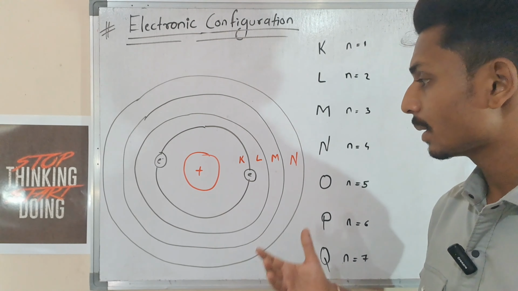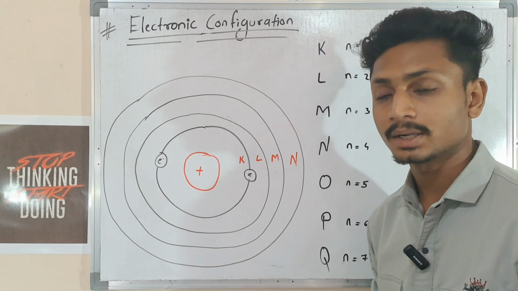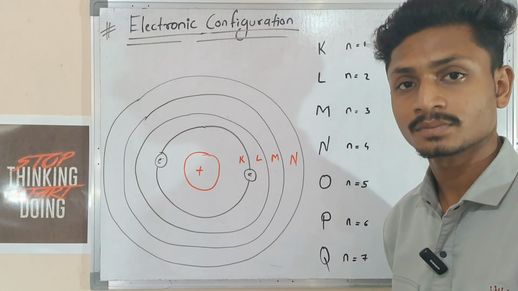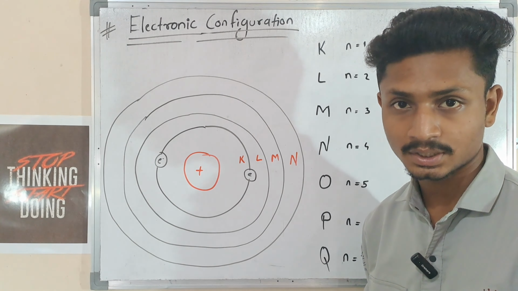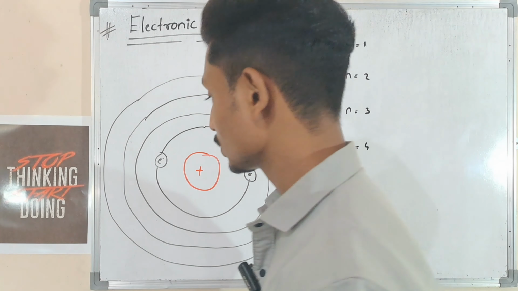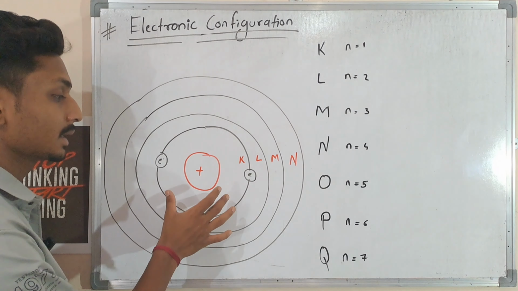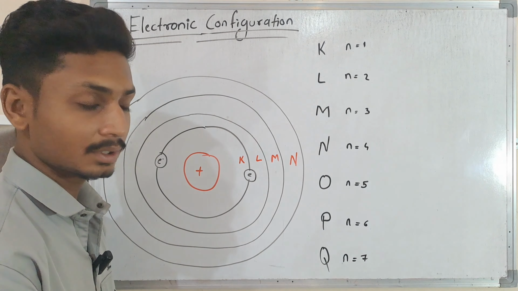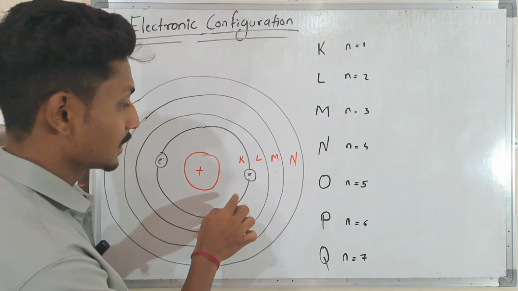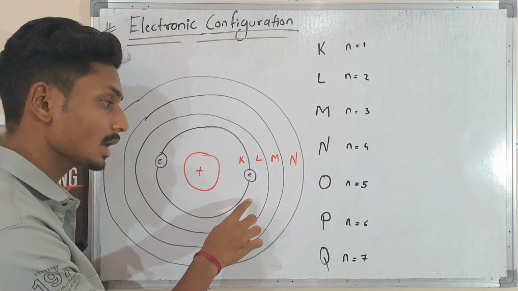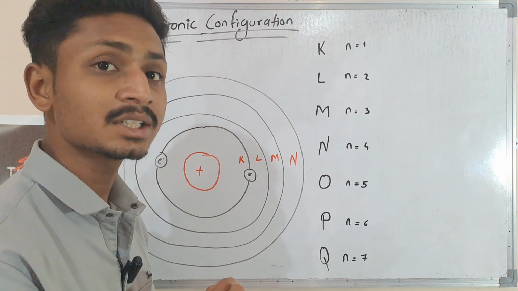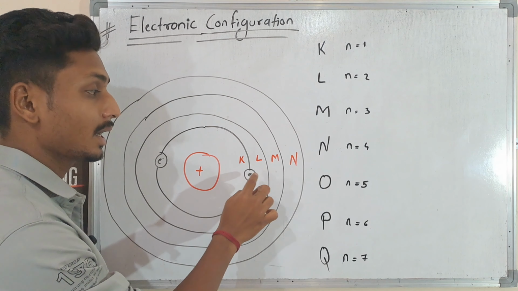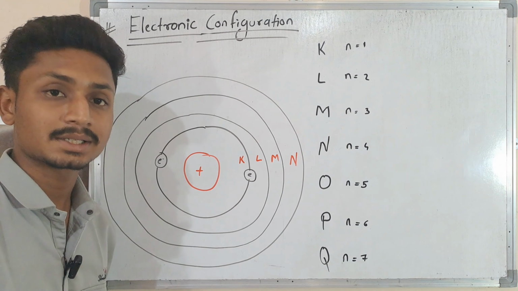In the last video you remember I told you that an atom contains a centrally located nucleus which is positively charged because of protons, and around the nucleus electrons revolve in an orbit known as a shell. Electron is a negatively charged particle. Then there are K, L, M, N shells.